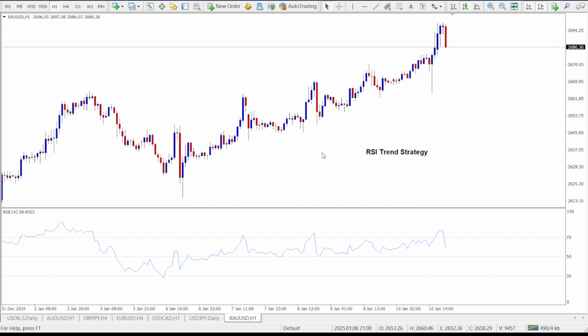Now, this strategy is all about using the RSI to confirm the direction of the market and helping us identify the best possible entries and exits. So we're going to start with identifying the trend. The first step is to look at the broader market trend, whether it's bullish or bearish. From this particular example, we can see that the trend is currently bullish, so we're going to be looking for buy opportunities.